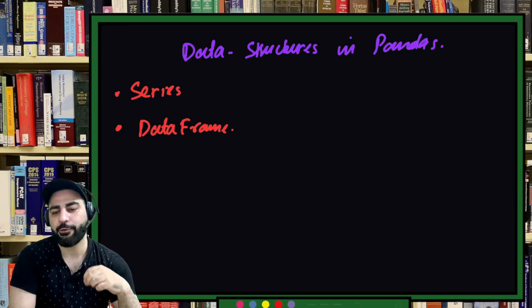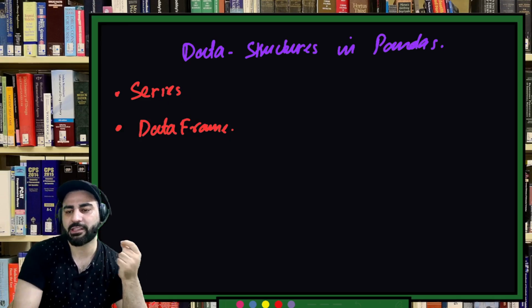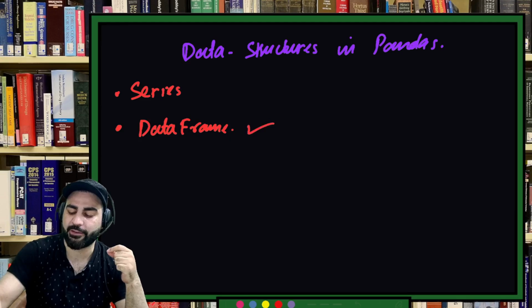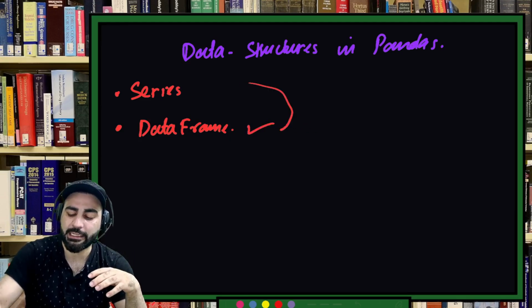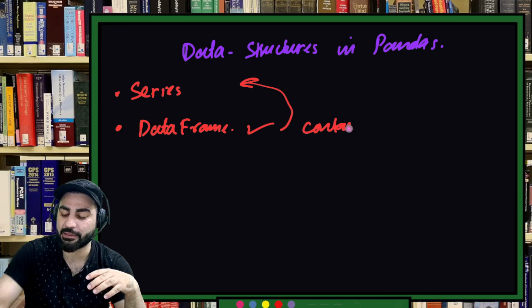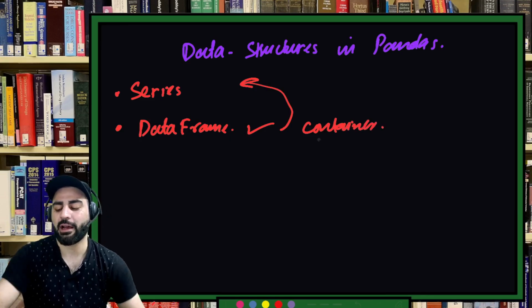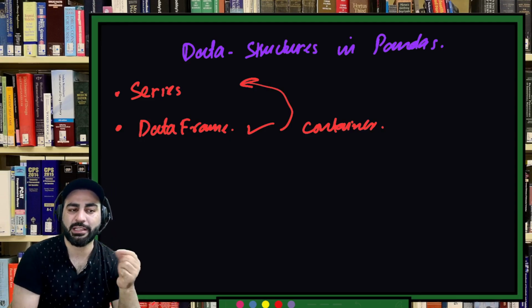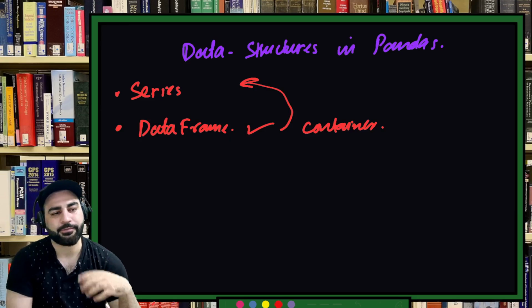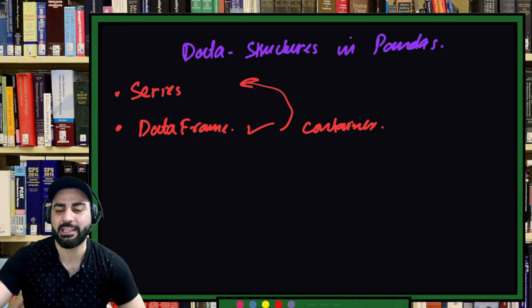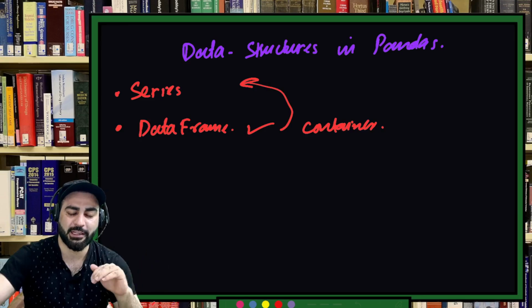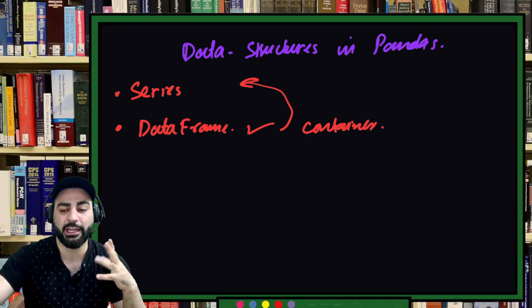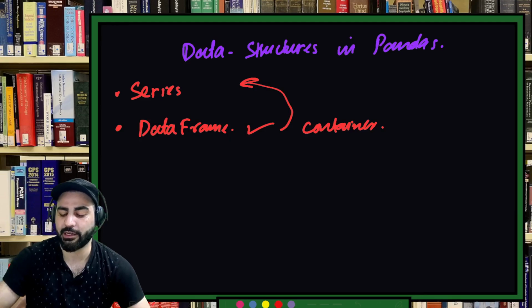Sometimes the Series is called a container. If it is a DataFrame, it contains Series elements, so that is sometimes called a container. But for the sake of simplicity, I'll say that there are only two data structures: one is Series and one is DataFrame. We'll first see what a Series is, then we'll go to the DataFrame, and we'll also see how to create a Series and how to create DataFrames.